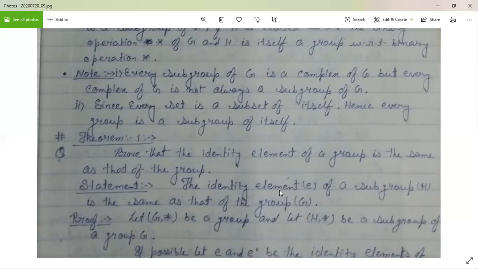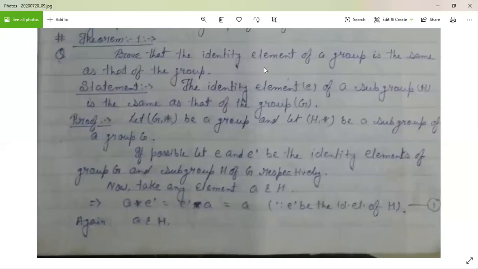We have to prove this. That means prove that the identity element of a subgroup is the same as that of the group. The proof is simple. For this, we can construct a group, and after that, we can also construct a subgroup of the group G. Let (G, star) be an algebraic structure which follows the properties of a group. Then let (G, star) be a group, and let (H, star) be a subgroup of the group G. Then, if possible, let E and E dash be the identity elements of G and subgroup H of G respectively.